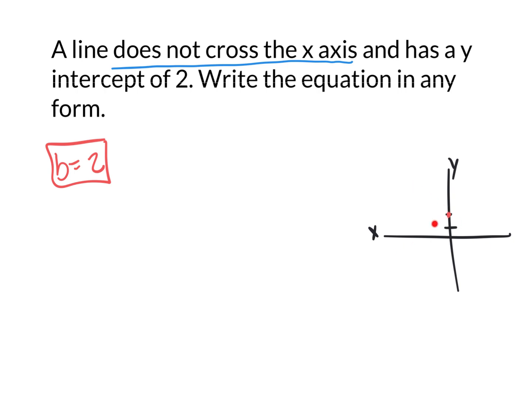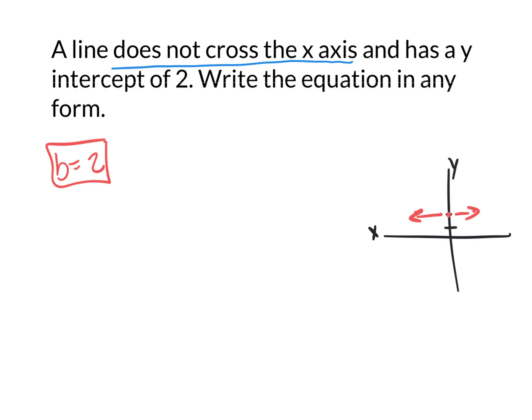It might be going down, might be going up, but then again, it says it does not cross the x-axis. So it can't be going down because that would cross the x-axis. It can't be going up because then that would cross the x-axis over here. So if it doesn't cross the x-axis, what does it mean? That it's totally flat. So here's a visual, totally flat. It's parallel to the x-axis, totally flat. So we have a perfectly horizontal line that crosses the y-axis at 2.